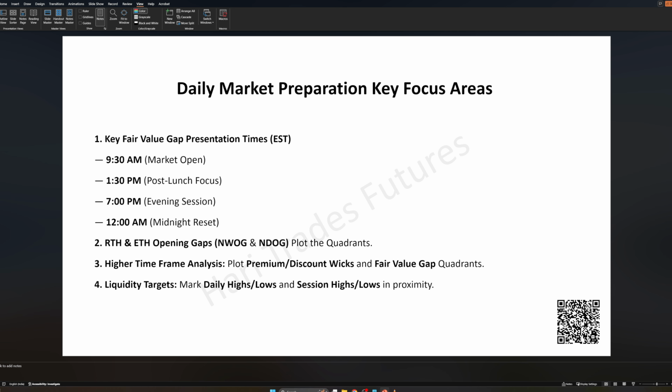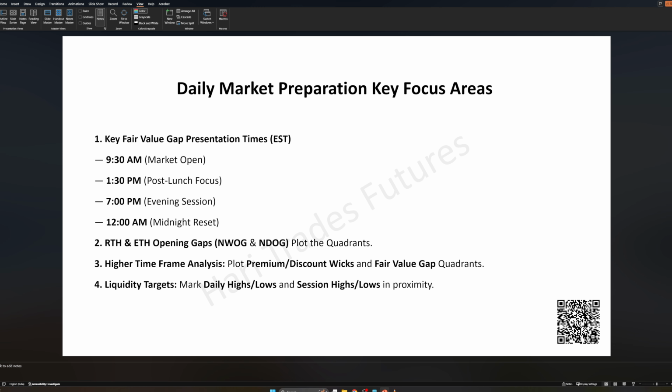So this is the daily market pre-routine. You have to focus daily. You have to do this before the market opens. You have to be plotting all your key fair value gaps from the past 3 to 5 days on a 1 minute chart. This is market open from 9:30 a.m. to 10 a.m. Post lunch 1:30 p.m. to 2 p.m. Evening session 7 p.m. to 7:30 p.m. Midnight reset, that is 12 a.m. to 12:30 a.m. So you have to plot all these first presented fair value gaps on a 1 minute chart for the past 5 days.